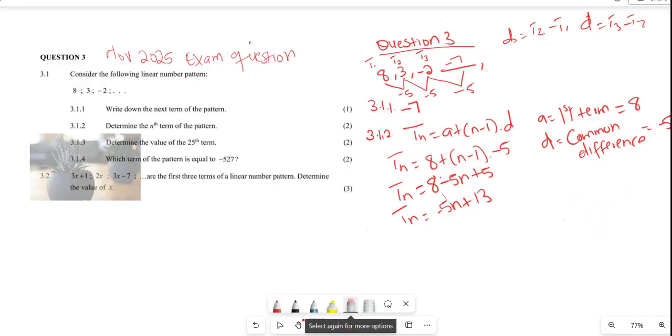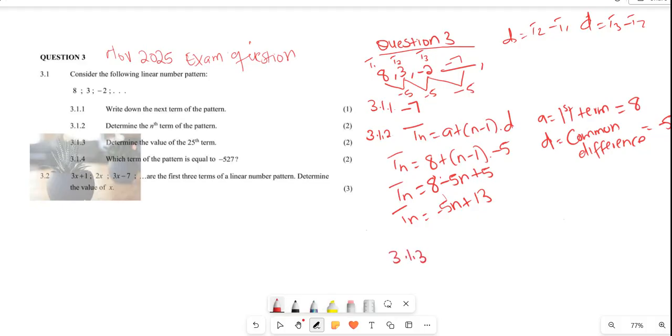Let's proceed to 3.1.3. Determine the value of the 25th term. So here, guys, you're going to substitute where there is n. You're going to put 25. Right.